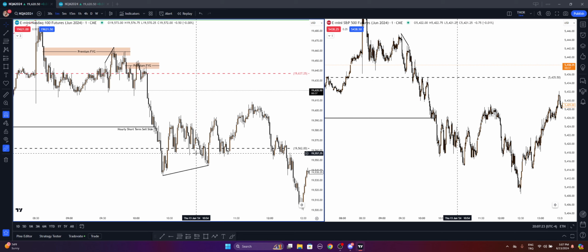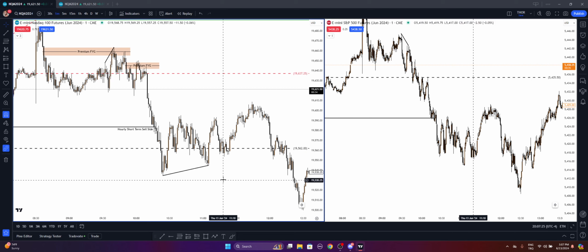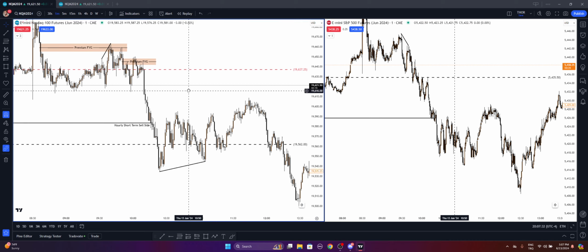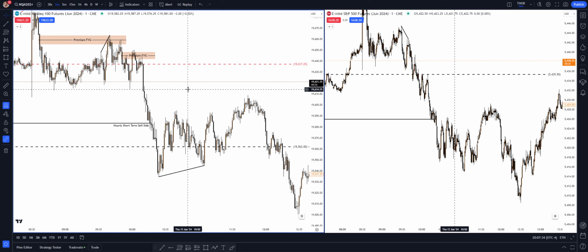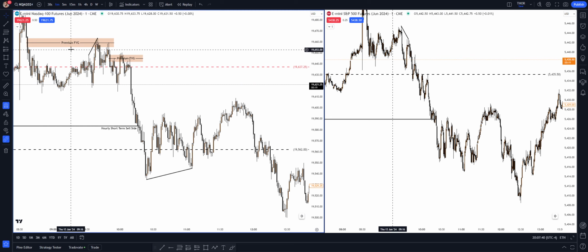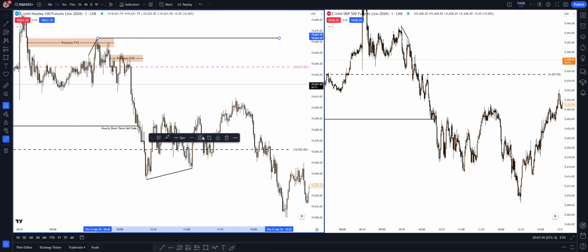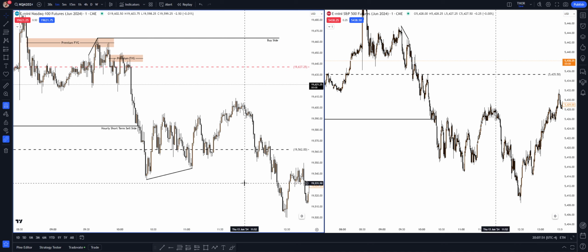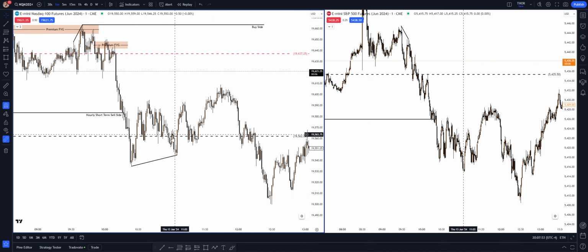One divergence. Now, because the divergence is there, it doesn't necessarily mean it's going to go for the buy side. Remember the market maker buy model, the market maker sell model, classes. The objective of the market maker models is two things. One, it's either gonna target the liquidity, whether buy side or sell side, or it'll target the fair value gaps or imbalances.